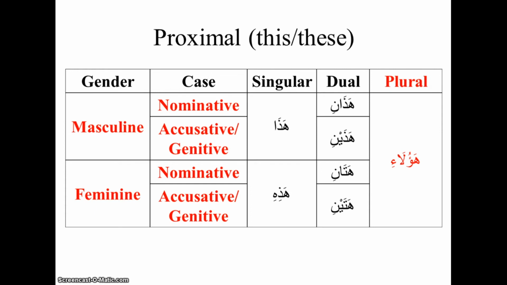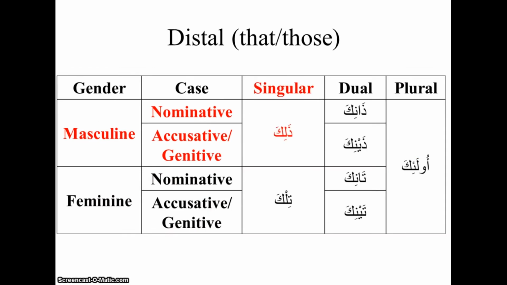The forms of the distal demonstrative corresponding to English that, those, are thus. The nominative singular, which does not differentiate in terms of case, is dhalika. Like hadha, this form has an unwritten alif directly after dhal. Only one other form of dhalika has this unwritten alif.